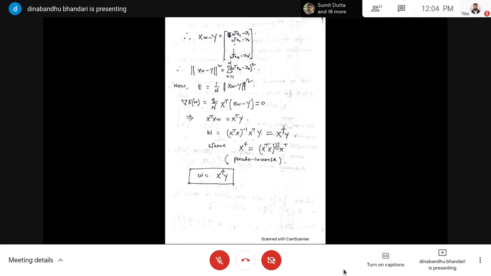You can find the inverse and then multiply with X transpose. You will get X dagger. Once you get X dagger, you multiply with this Y, and you will get W. This is the one. So you get the W. Once you get the W, for an unknown X star, which is a vector, you can always find the value of Y star, that is W transpose X star.